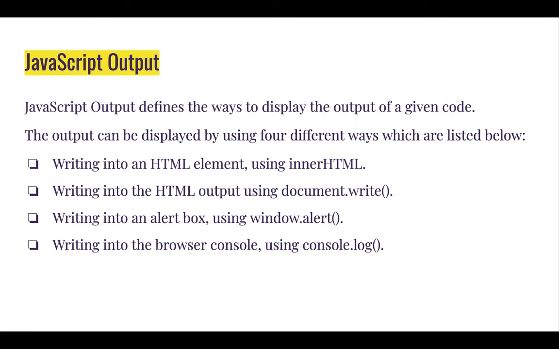JavaScript output defines the ways to display the outputs of a given code. The outputs can be displayed by using four different ways which are listed below. The first is by writing into an HTML element using innerHTML.